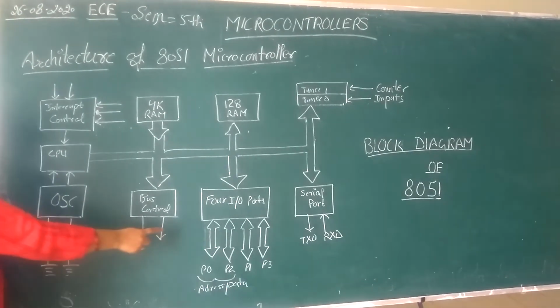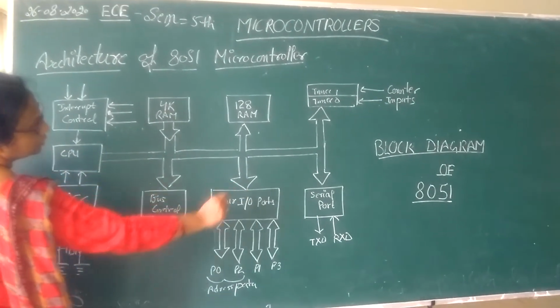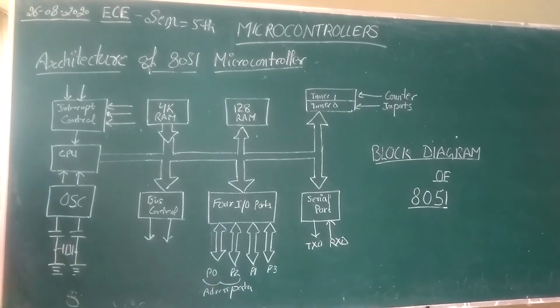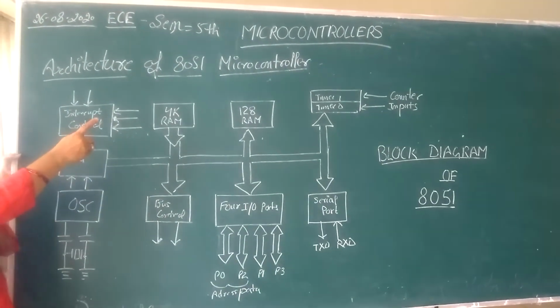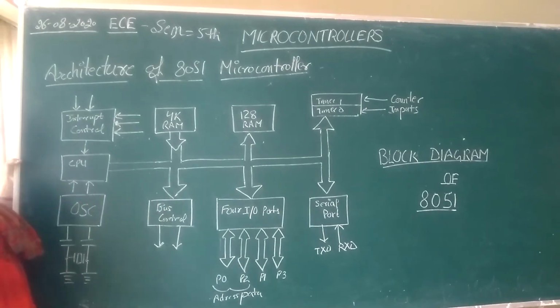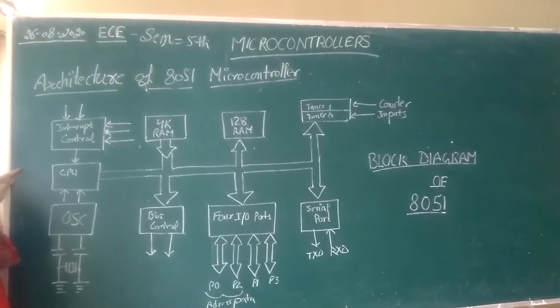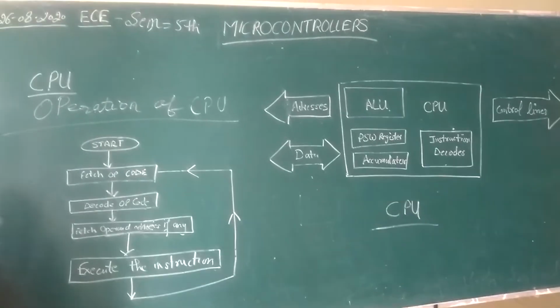And this is your input output line, and this is your serial port. And the timer will control the signal which is coming in the form of a number of zeros or a number of ones. This is all in the architecture of 8051.